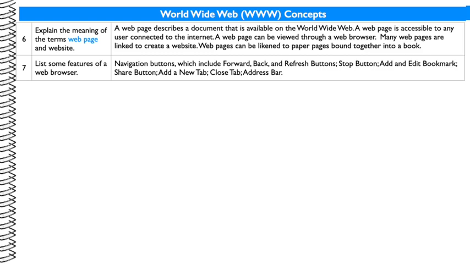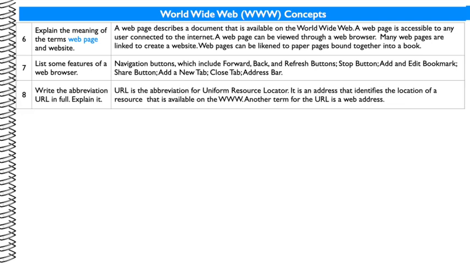List some features of a web browser. Navigation buttons, which include forward, back, and refresh buttons. Stop button, add and edit bookmark. Share button, add a new tab, close tab, and address bar.